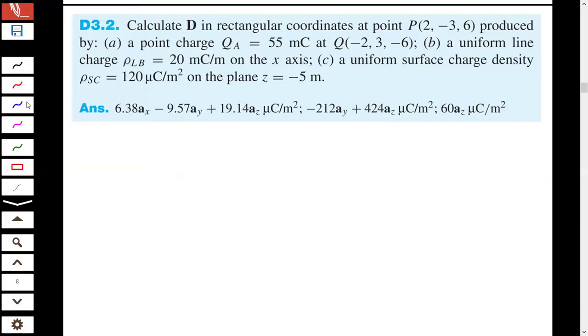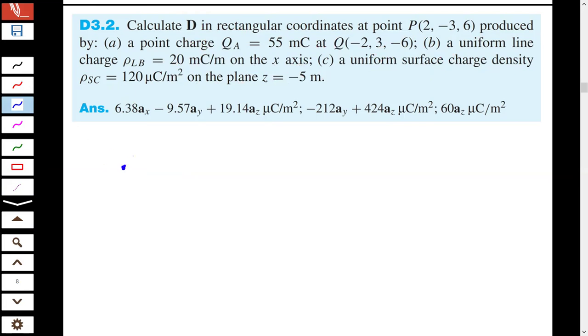Hello everyone, let us do one more numerical problem based on electric flux density. In the question, we are asked to find electric flux density at a point P due to a point charge, a uniform line charge and a uniform surface charge. So it is similar to the earlier problem which we have solved. We can do it quickly.